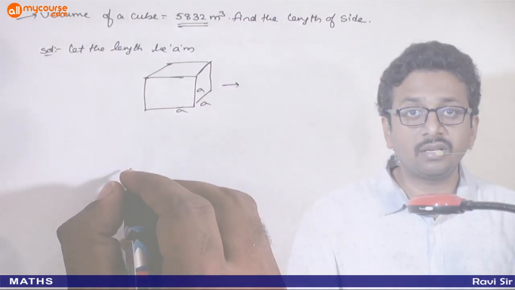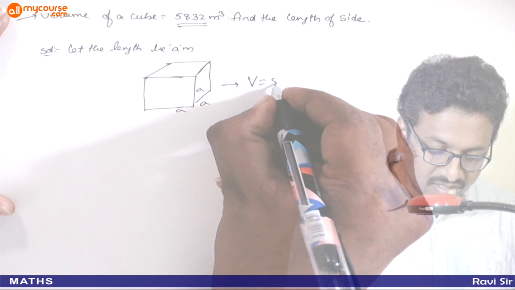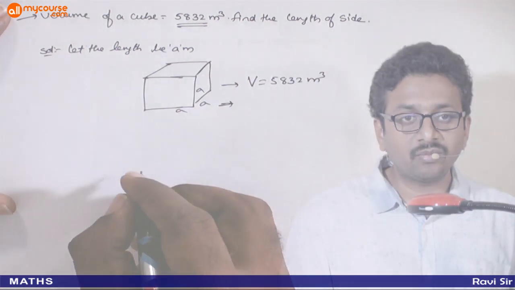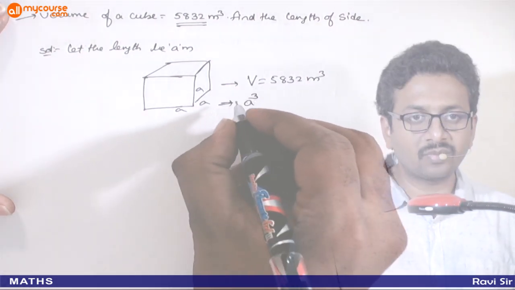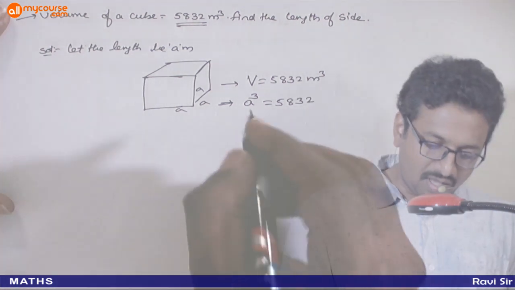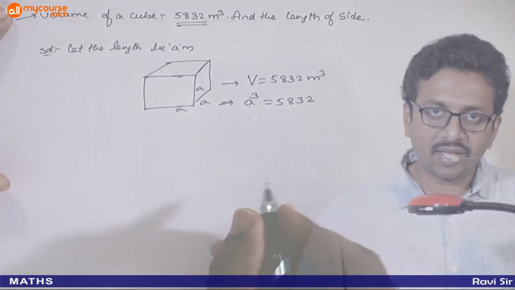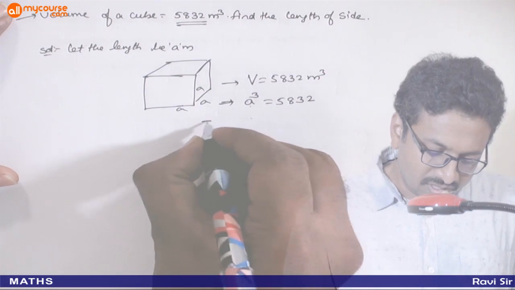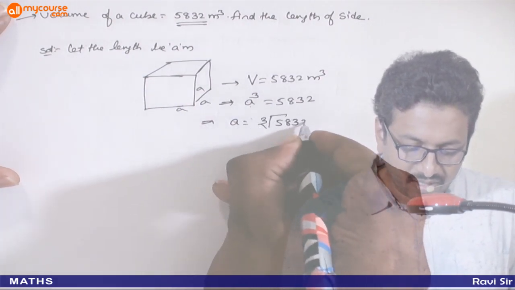So मेरा equation क्या है? Volume is given as 5832 meter cube. इसका मतलब है what is the volume of a cube? Formula is a cube is equal to 5832 होना चाहिए. A cube meter cube is 5832 meter cube. So A कितना होना चाहिए? 5832. Right? This implies A is nothing but cube root of 5832.